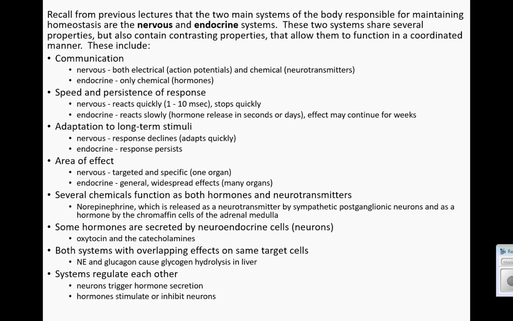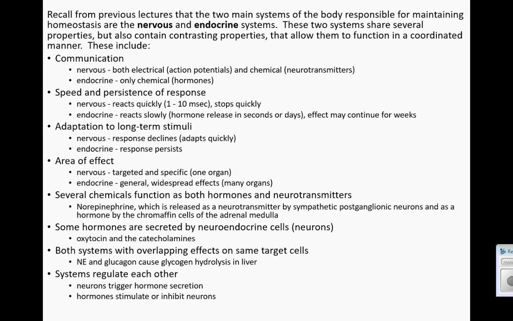Several chemicals actually can function as both hormones and neurotransmitters. We've talked about this before. Norepinephrine we release as a neurotransmitter from our postganglionic sympathetic neurons. It's a hormone when it's released into the blood by the chromaffin cells of our adrenal medulla. We've talked about that before.